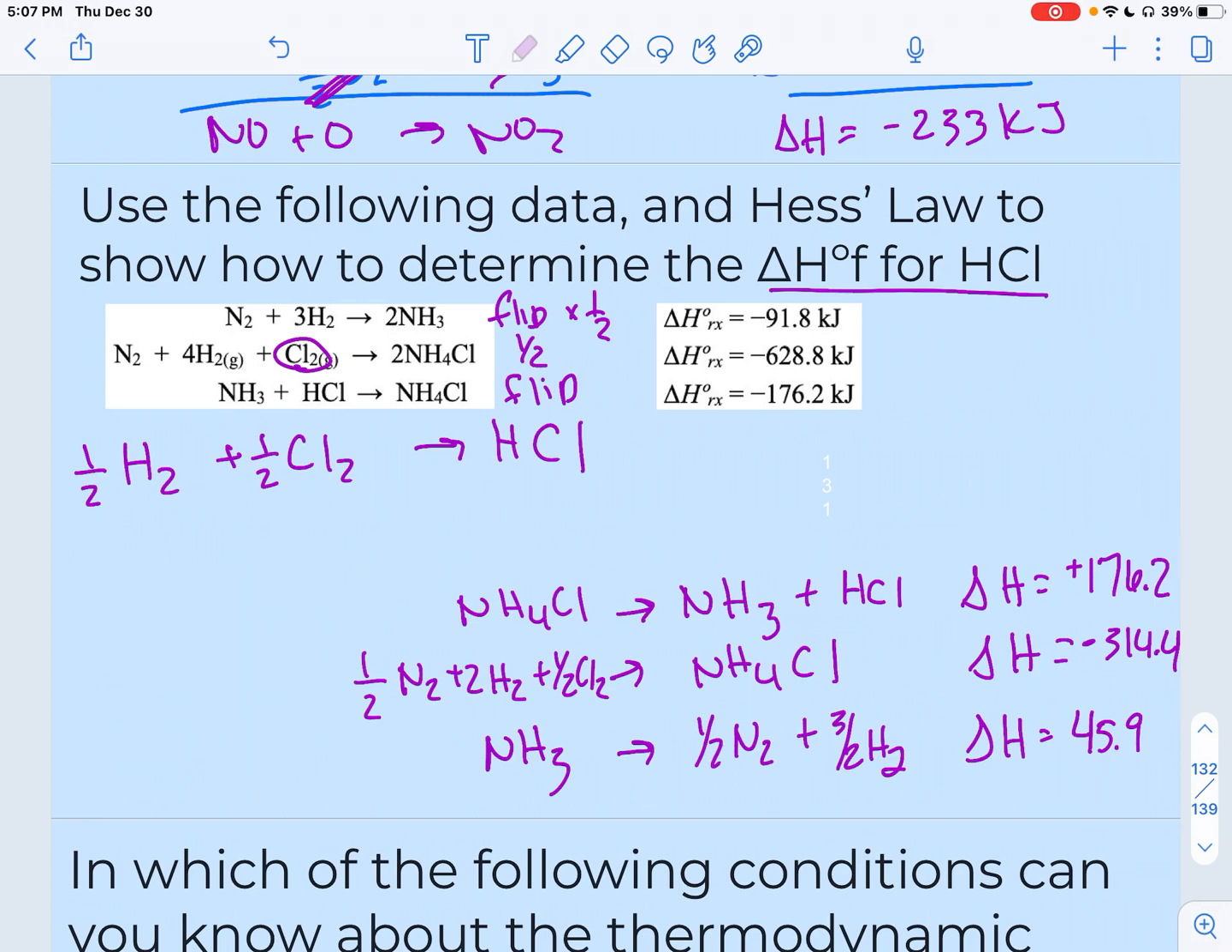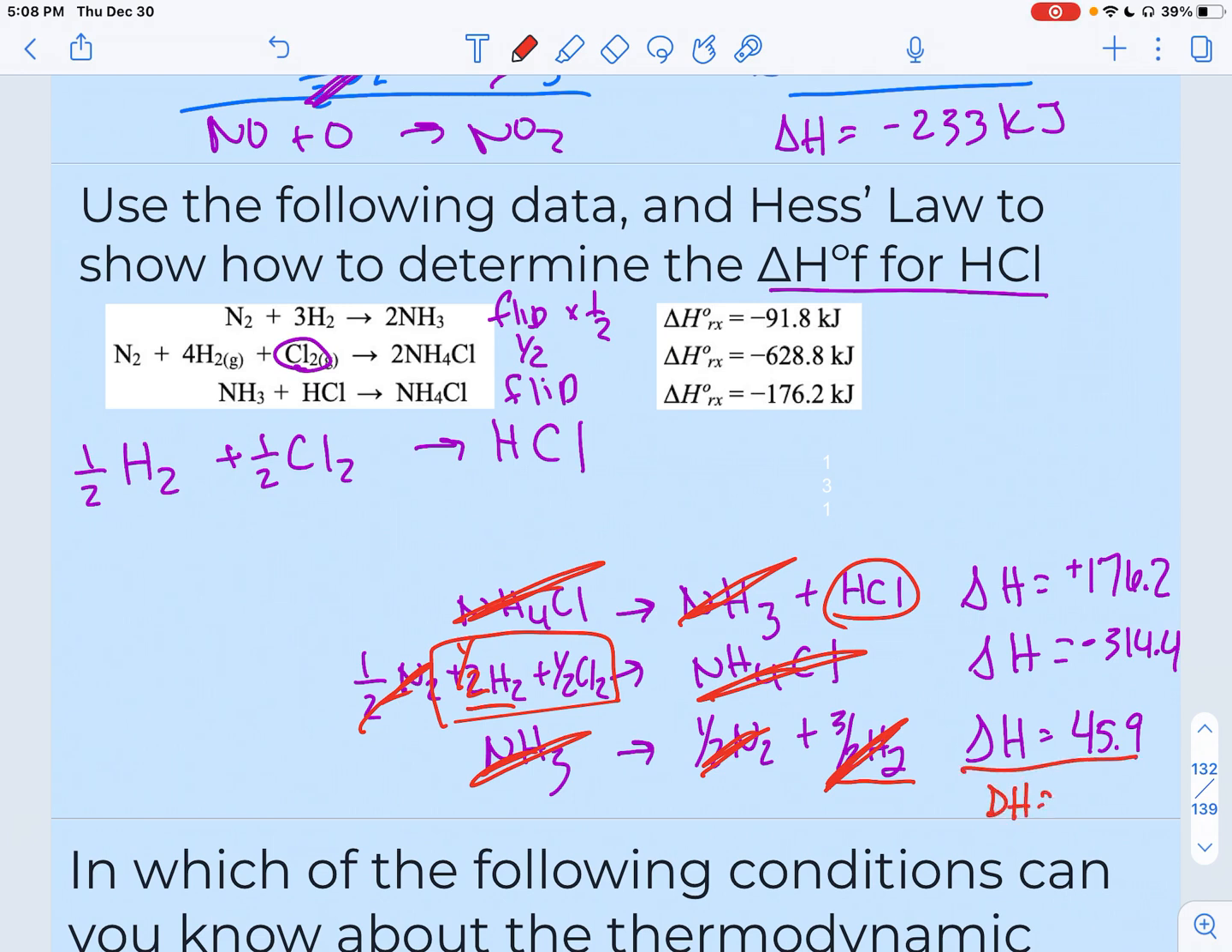So now when I do that, the NH3s cancel, NH4Cls cancel. We have 2 H's here and 3/2 H's here, so this will go away, and this will become 1/2. And then the N2s will cancel. So I'll end up with 1/2 H2 plus 1/2 Cl2 gives me HCl, which is what I want. So my delta H is this. And that's it for Hess's law practice.